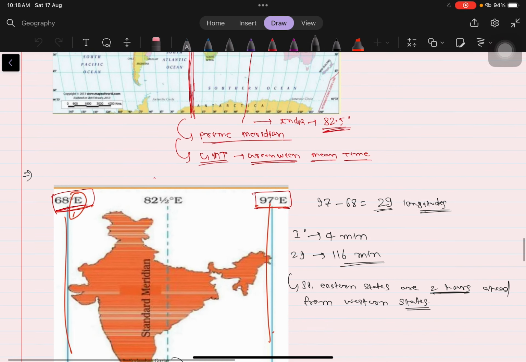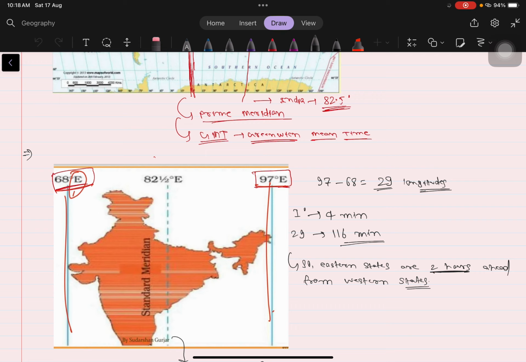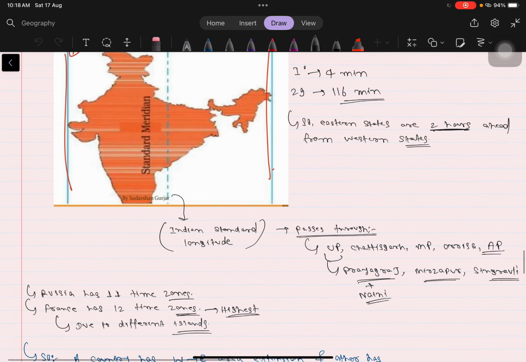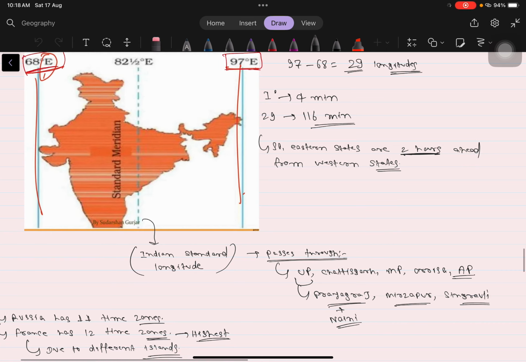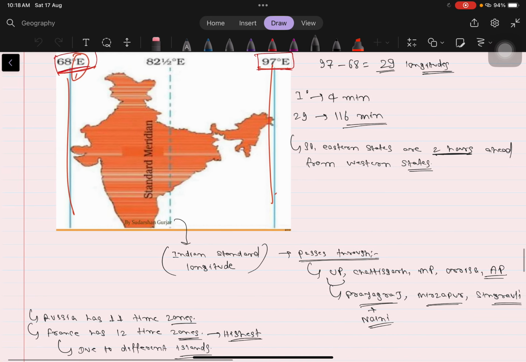So you can see that the eastern part is 97 degrees east and the western part is 68 degrees east. So an eastern state like Arunachal Pradesh is almost 2 hours ahead of a western state like Gujarat. This is the Indian standard longitude. The Indian standard longitude is at 82.5 degrees east. This standard longitude of India passes through UP, Chhattisgarh, Madhya Pradesh, Odisha, and Andhra Pradesh. In UP, it passes through Allahabad, Naini, plus Mirzapur, plus Singrauli in Chhattisgarh.